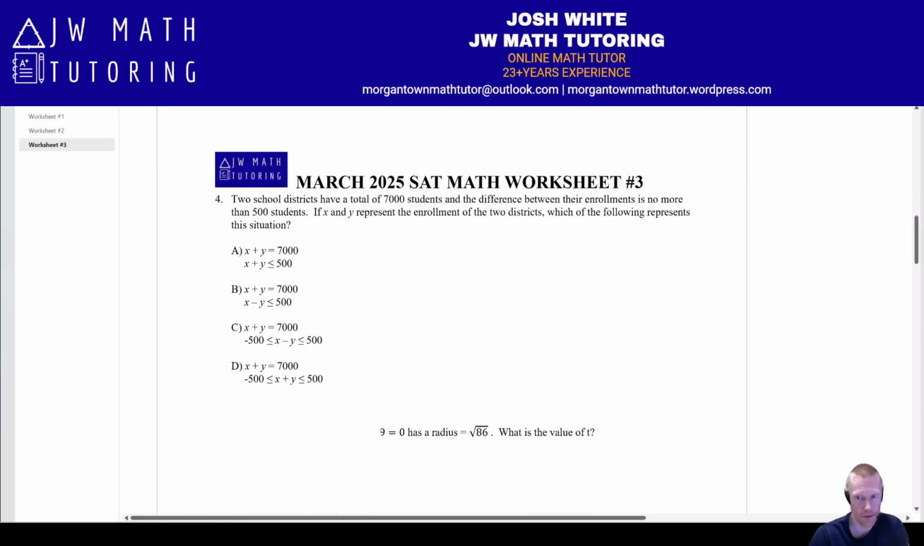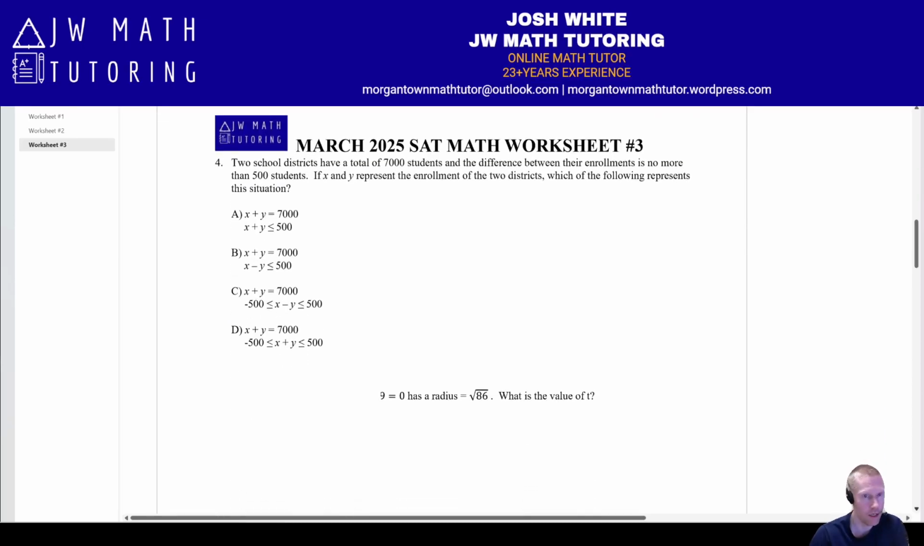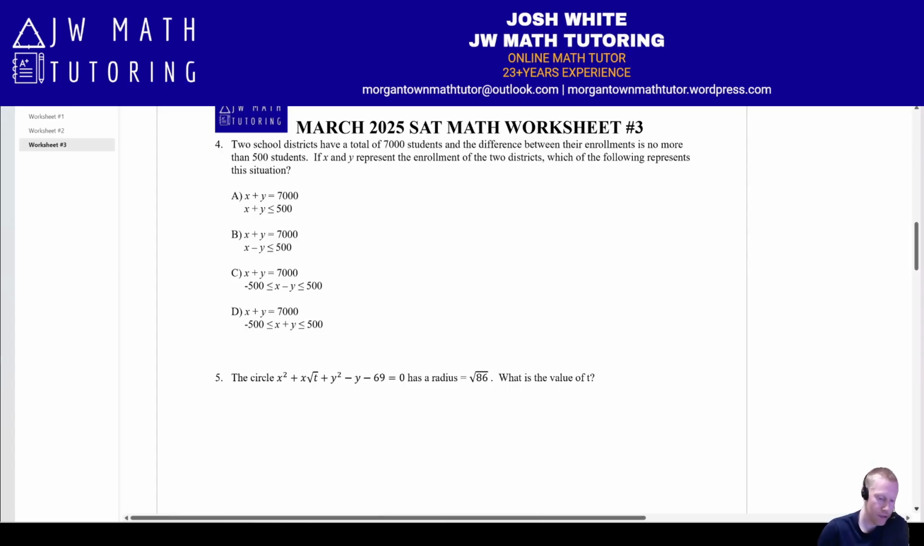All right, let's talk about number 4. So this one is a problem that's a bit unusual. Basically, it's describing a situation, and you have sort of a system of an equation and inequality together. So the first part, 2 school districts have a total of 7,000 students. So, okay, that's easy enough. That's just going to be x plus y equals 7,000. You know, school district 1, school district 2, total, add them up, 7,000. All right, that's in all the answer choices. Okay, move on to the next part.